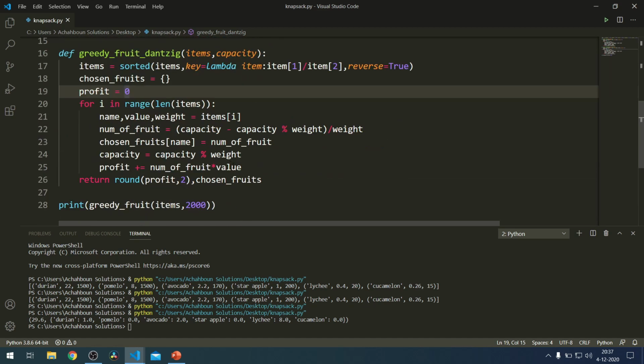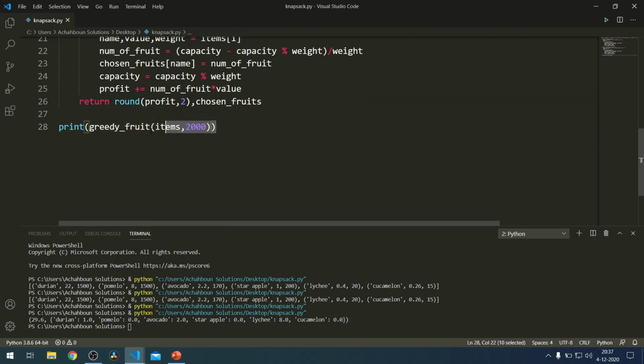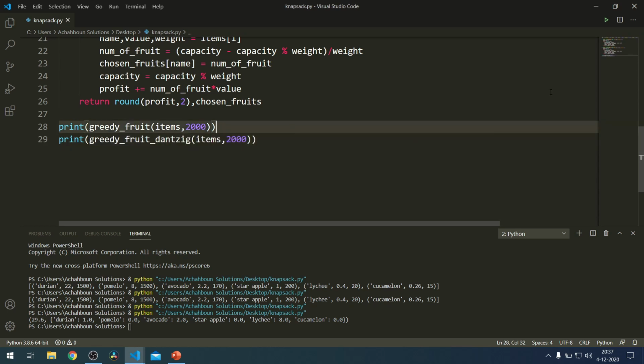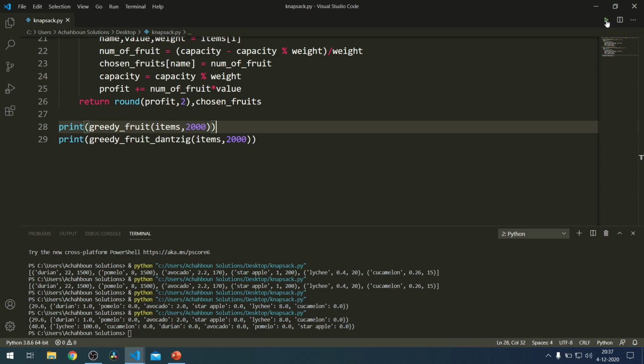The way we could see that is by copying this and now calling the second function also. Now we can compare both of these. And if you look, you can see that the greedy fruit Dantzig actually produced a profit value of 40, which is significantly higher than 29.6. So this was not optimal.